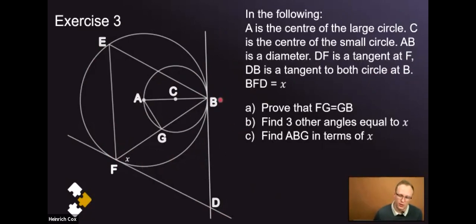And then we are told that BFD is equal to X. Right, so you've got to prove that FG equals GB. We've got to find 3 other angles that are equal to X, and we must find ABG in terms of X. Right, so we've got another poll for you. We're going to give you 4 minutes, and then you can give this a go.